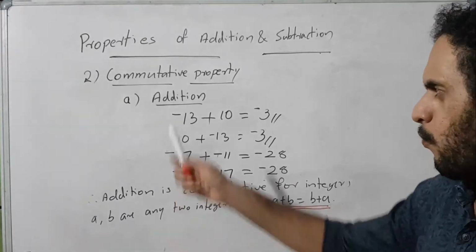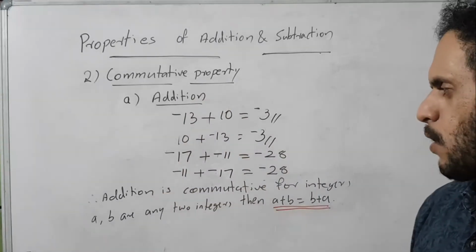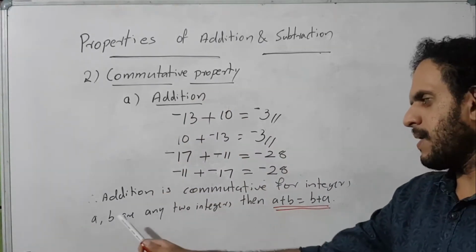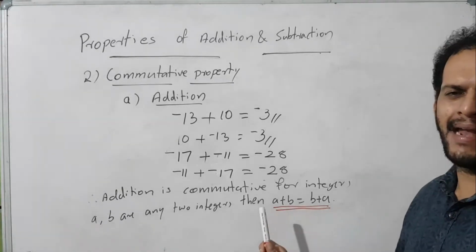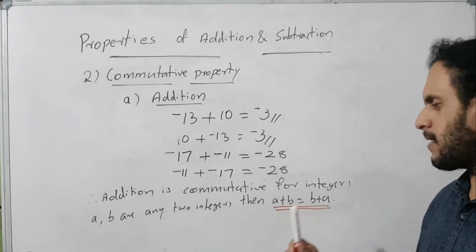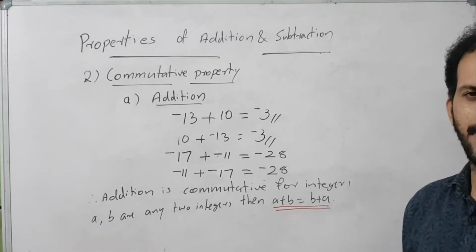So we got it here. The addition satisfies the commutative property. So we conclude a and b are any two integers. Then if we add a plus b, the result is the same as for b plus a, the addition of b and a.